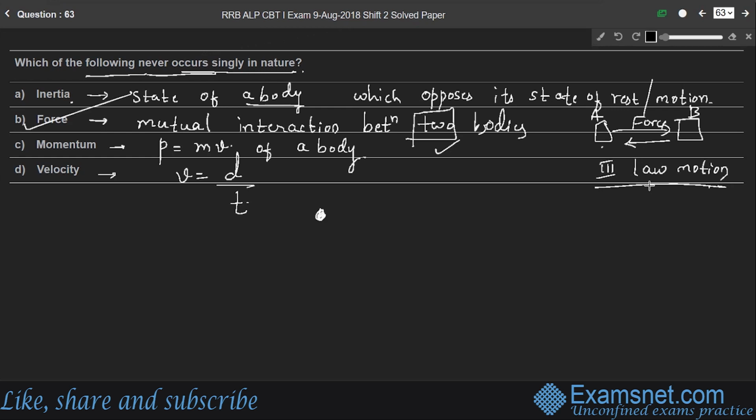If a body is moving and is displaced, for example, from one place to another, and it has traveled 10 meters in 2 seconds, then its velocity is 10 by 2, which is 5 meters per second. So it is related to a single body, right? Therefore, velocity exists singly in nature. Even momentum exists singly, whereas force doesn't exist singly. Option B is the right answer.